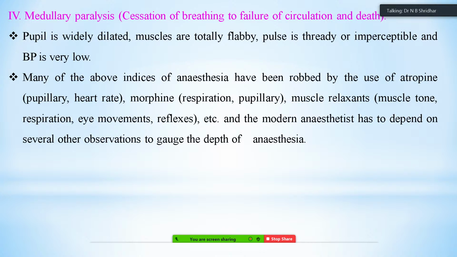Many of the above indices of anesthesia can be masked by the use of atropine, while pupillary size and heart rate can also be monitored. Morphine affects respiration and pupils, and a few muscle relaxants, and anesthetics with muscle relaxation like halothane, will induce all the planes of this stage of surgical anesthesia.